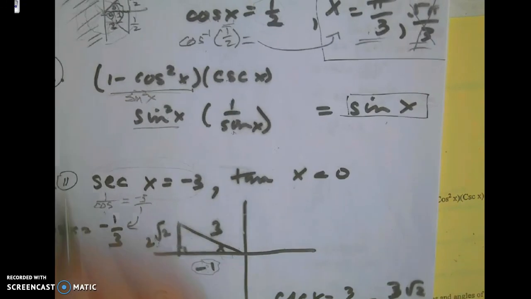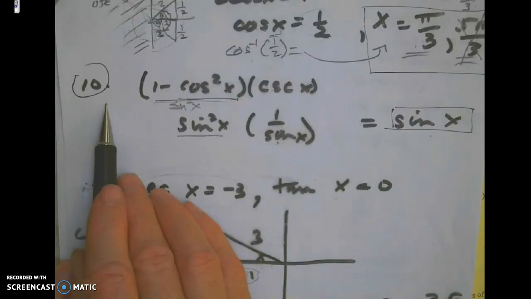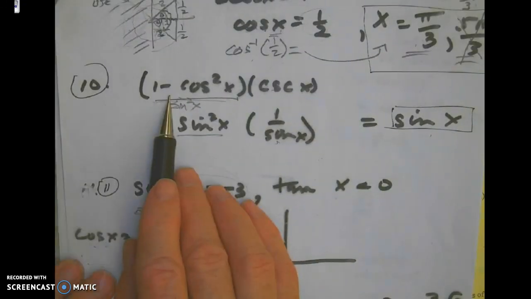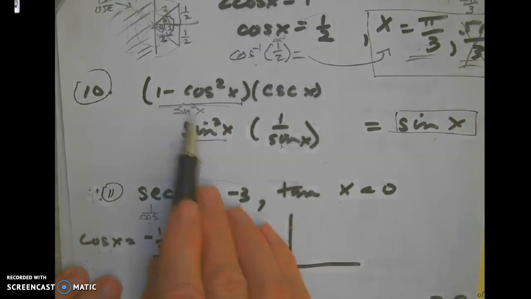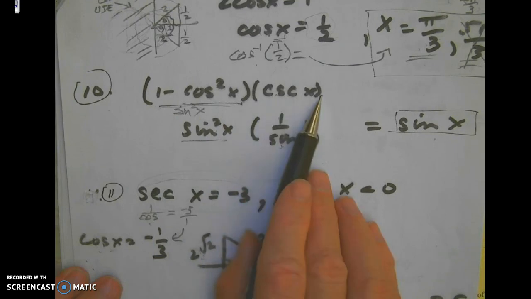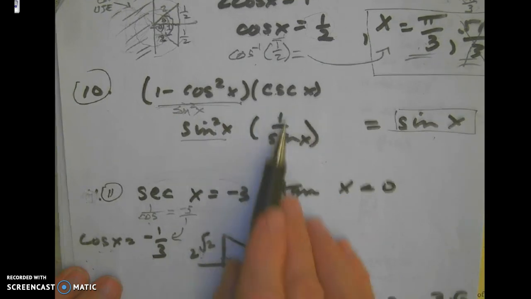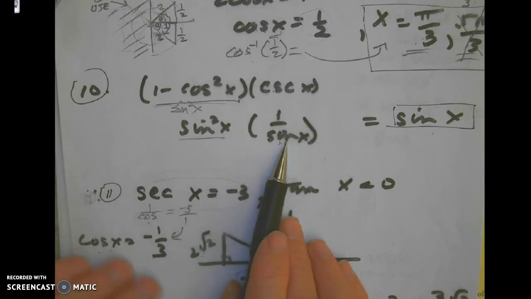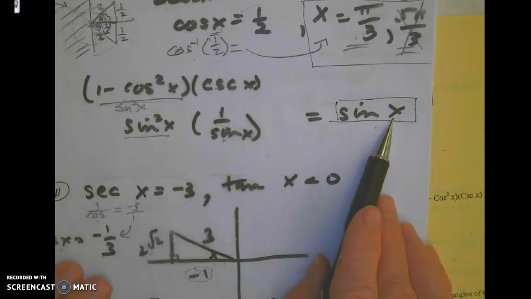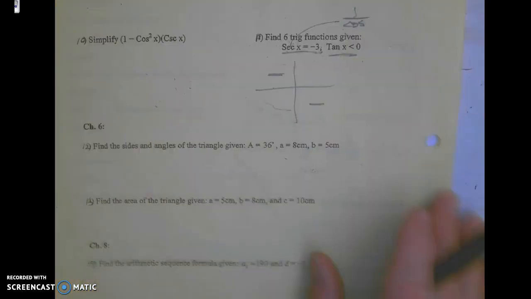If we look at number 10, this is going to be an identity problem, and you should recognize this identity here as sine squared of x. If you look at cosecant and change it into sine or cosine, it becomes 1 over sine of x. And then the sine squared and the sine both divide out, and I end up with just sine of x on top.